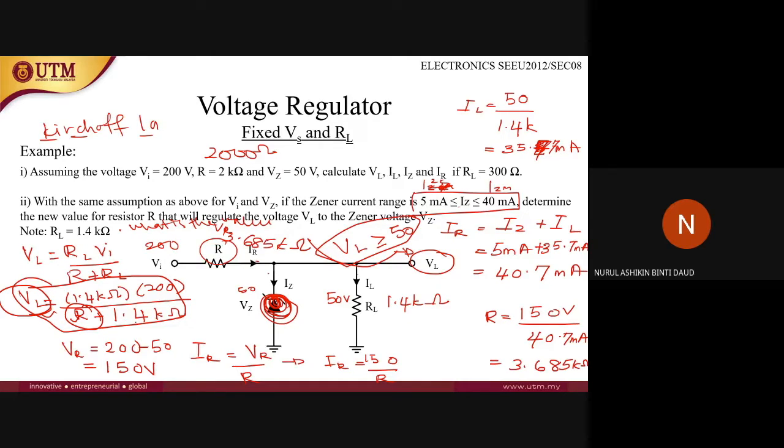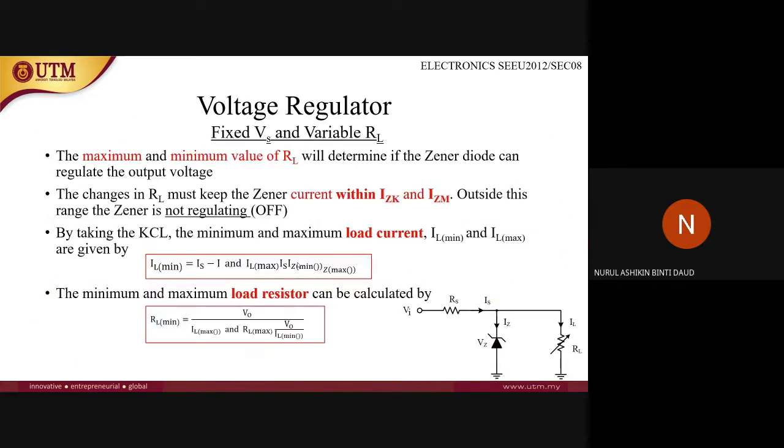What's the value? So I hope for this fixed VS and RL, please focus on this more, because this will come out in your final exam. There will be questions about this. Questions for fixed VS and variable RL will not be tested in your exam at all. So this is just for your information, for your knowledge.